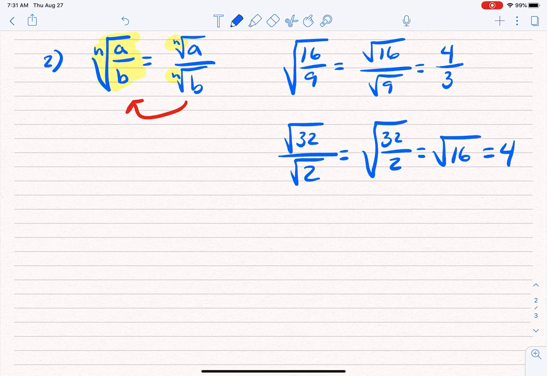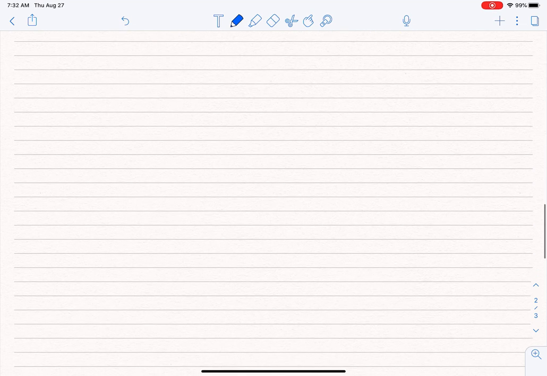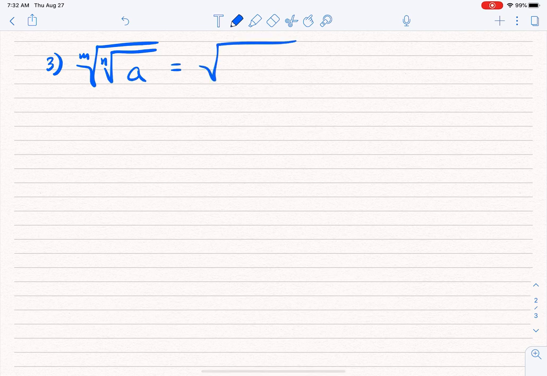All right, moving on. The third rule. The third rule is like combining roots. If you have a root of a root, that sounds crazy just to say it, but if you had, say, something like the mth root, that's hard to say, of the nth root of a, that's the same thing as the m times n root of a. And that's pretty complicated.